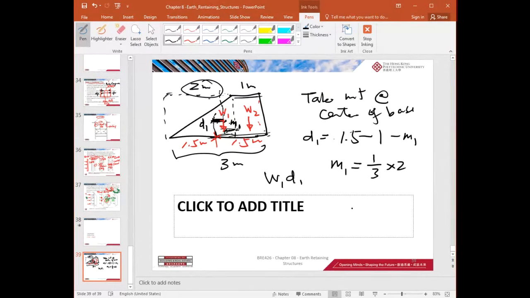Okay? Now, what about for D2? What's the distance D2 here? Can you work out the D2? W2 D2. Now, what's D2? Center here, right? What's this distance? 1 meter divided by 2, right? Okay. And then you got what? The total distance, 1.5 meters. Right?